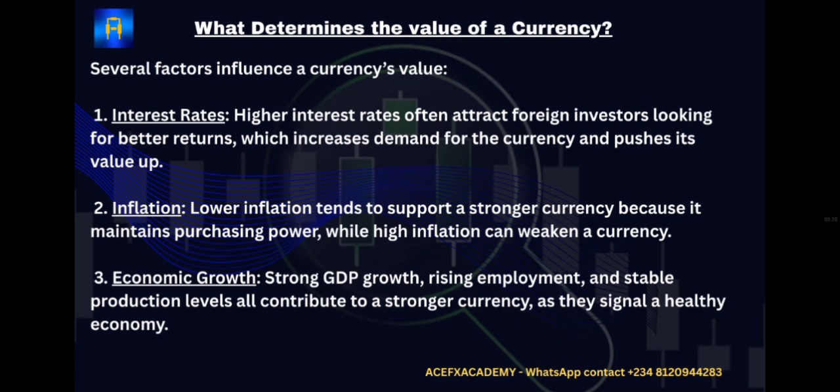So, economic growth. Strong GDP growth, rising employment, and stable production levels all contribute to a stronger currency as they signal a healthy economy. Remember, if the economy is doing well, the currency is doing well. If the currency is doing well, it will be bullish if it's the base currency, and if it's the quoted currency, it will be bearish. That's just simply it. You understand?